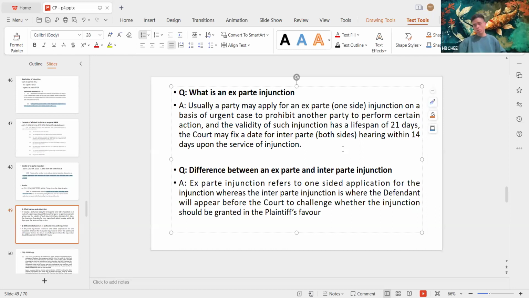Okay, so during the slides just now, we have been talking about ex parte and inter partes. The ex parte is a one-sided application, but the inter partes is where both sides are going to challenge during the hearing. So I will remove it as hearing, not the injunction. I will remove it later.